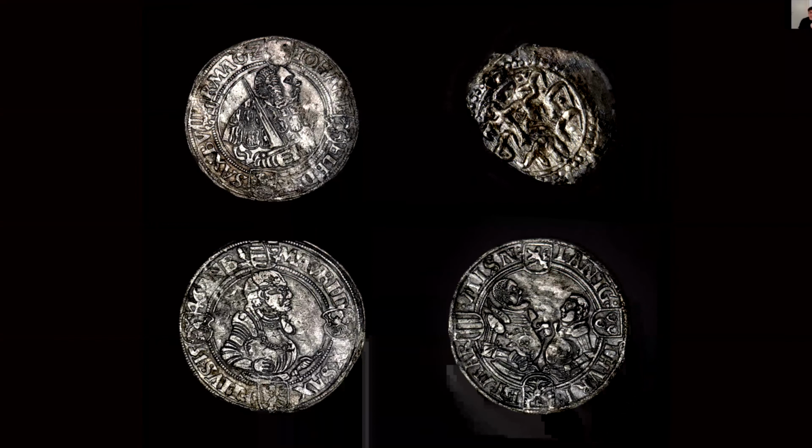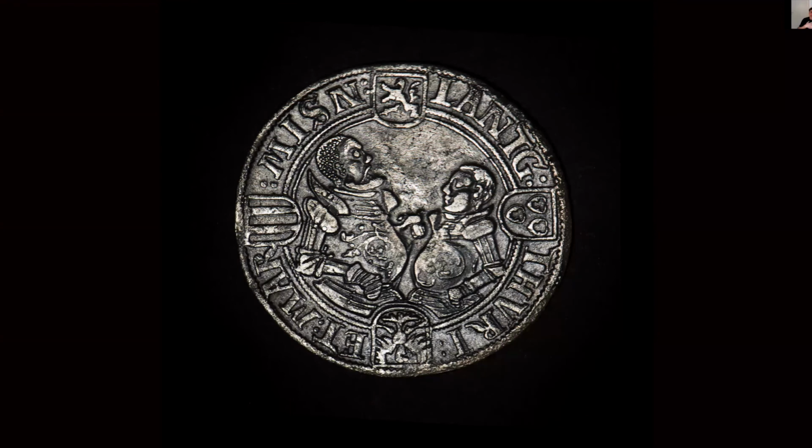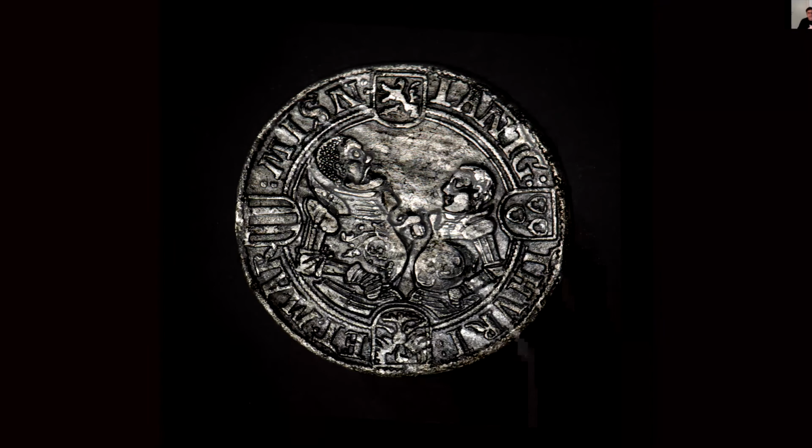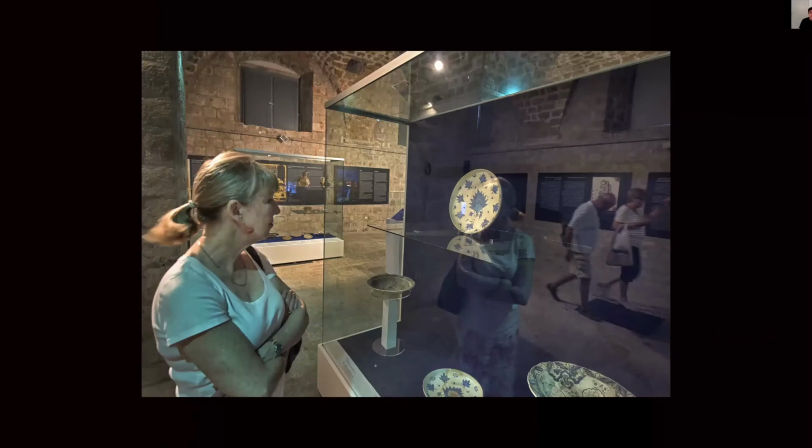There were a lot of coins. I do a special technique, which is quite rare. Not many people are using it. It's called axial light. If you come one day to a workshop with us, I will teach you this. It's very easy, but a very effective technique to take pictures of coins and objects.